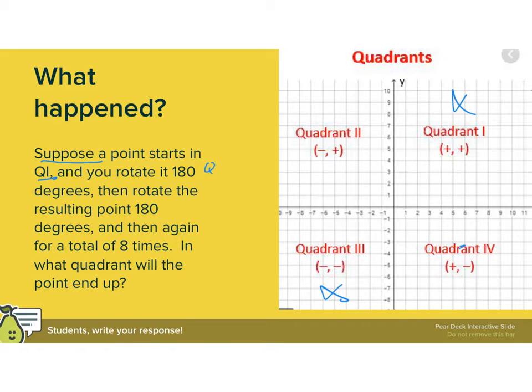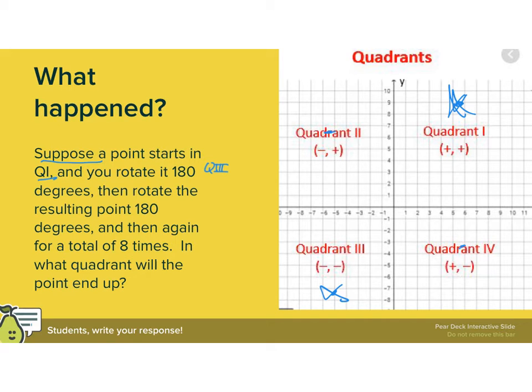So I'm just going to put Q3. Then you rotate it 180 degrees again. So again, this would be 90. It ends up back here in quadrant 1. And then I'm going to do that 8 times. What quadrant will I end up in? So after 1, it's here in quadrant 3. After a second one, it's in quadrant 1 again.